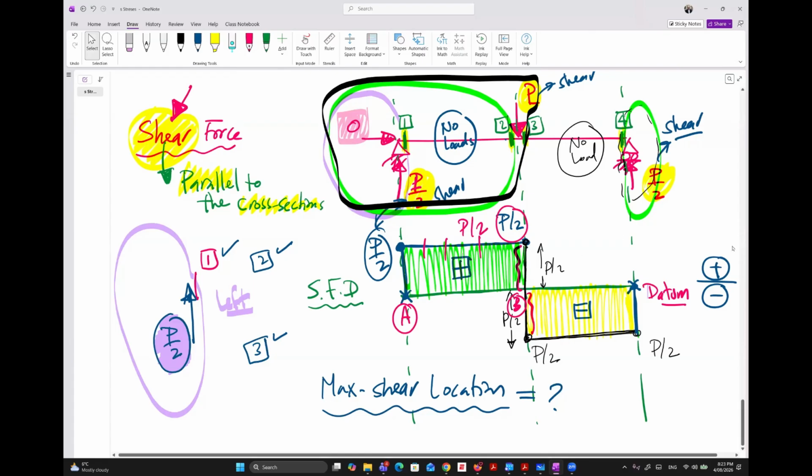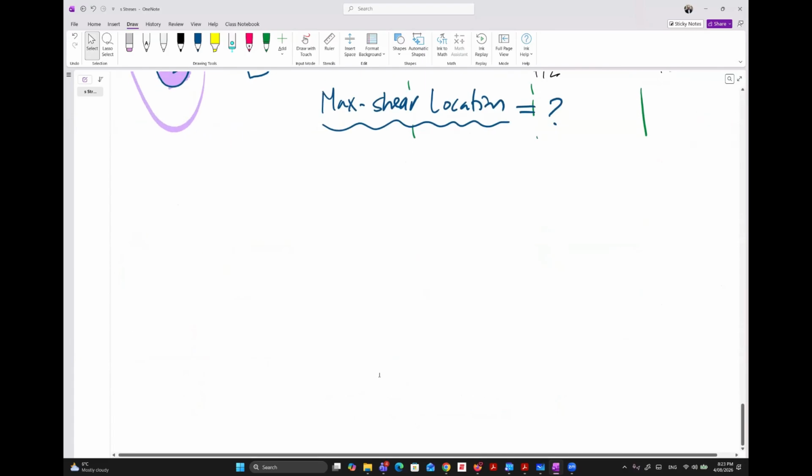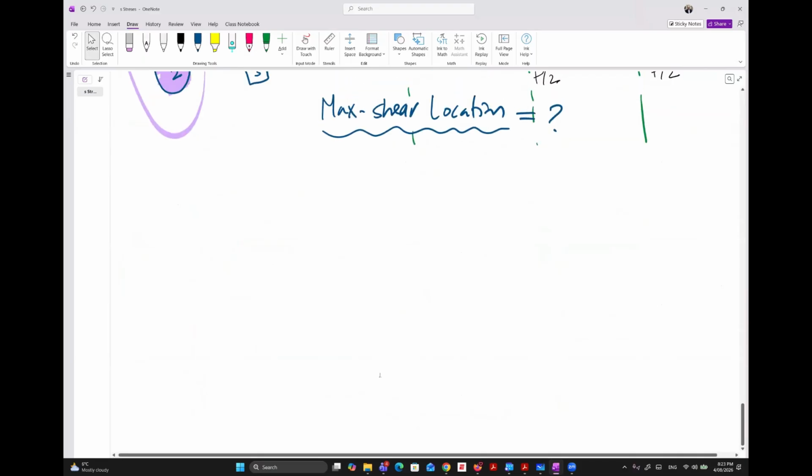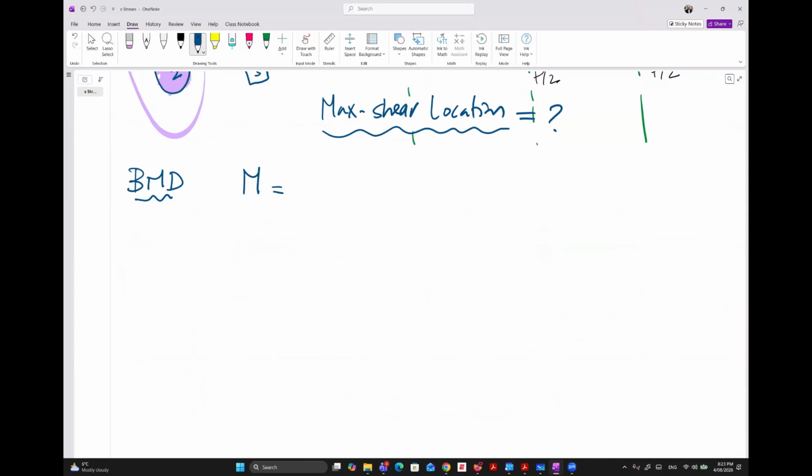So now let's go to another part, which is the bending moment diagram. So draw the bending moment diagram. Actually there are two options, but I will just give you the easy option. The easy option is there is a relation between the moment and shear. What is the relation? The moment is the integration of shear.